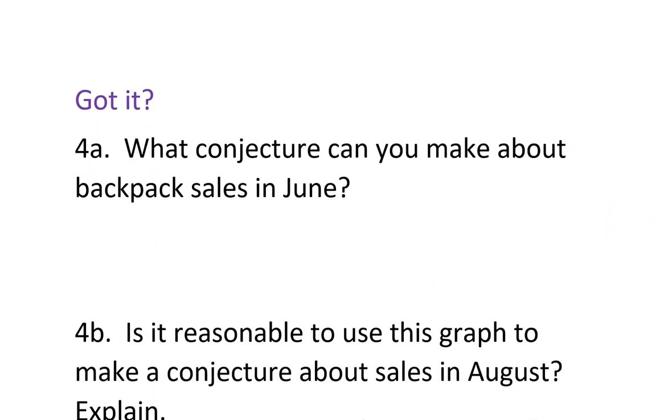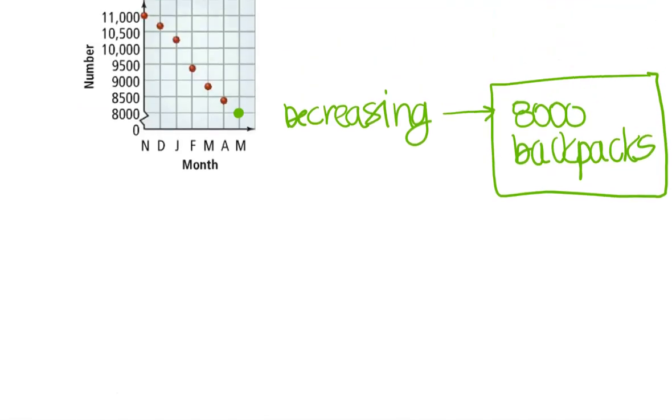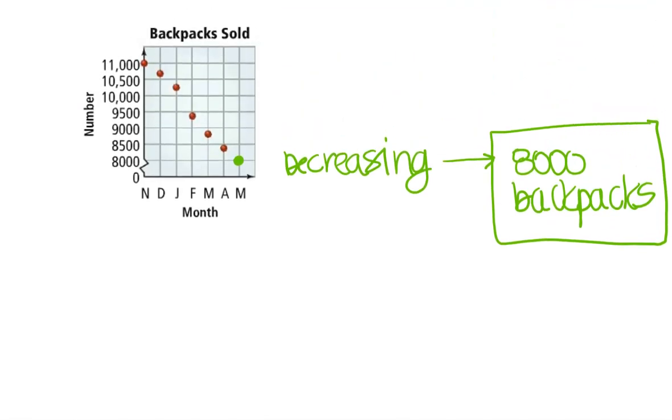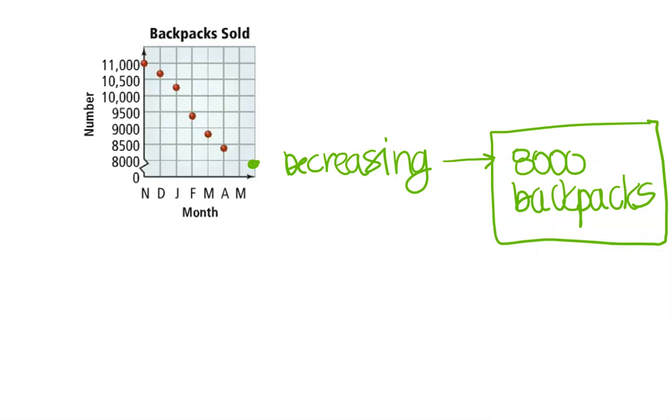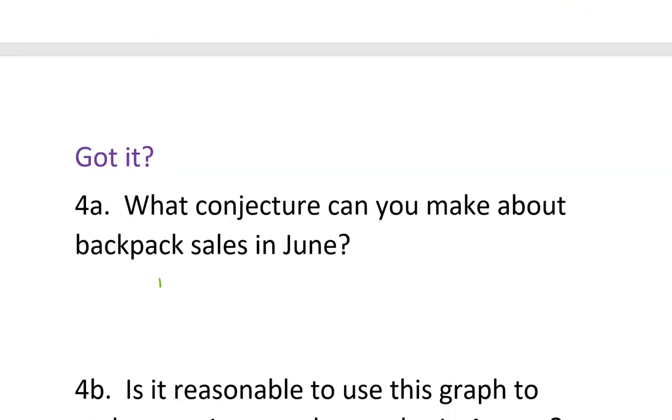Got it. Question number 4. What conjecture can you make about backpack sales in June? So, in June, maybe they're going to go down to 7,500 or something like that. Actually, I put that in the wrong place. Oops. Oh, it was in the right place. Sorry about that. So June would be the next one. I would go maybe down a few hundred, maybe 7,500.